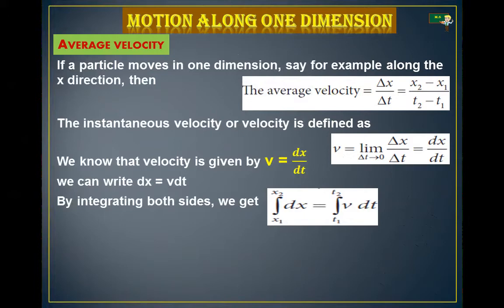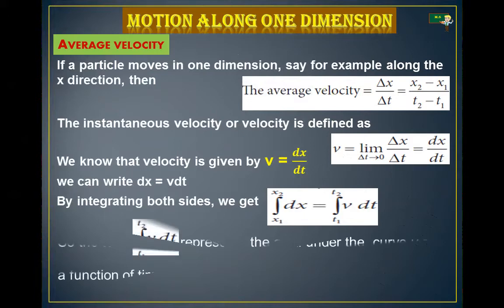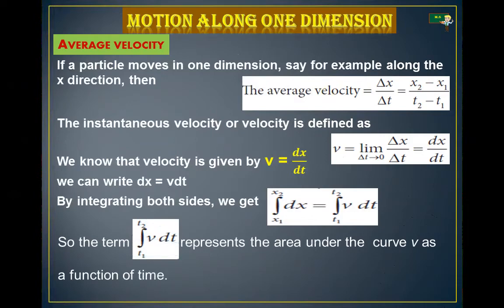By integrating both sides, that means the dx side and the v dt side, we get the integration from x1 to x2 of dx is equal to the integration from t1 to t2 of v into dt. So the term integration t1 to t2 of v dt represents the area under the curve of v as a function of time.